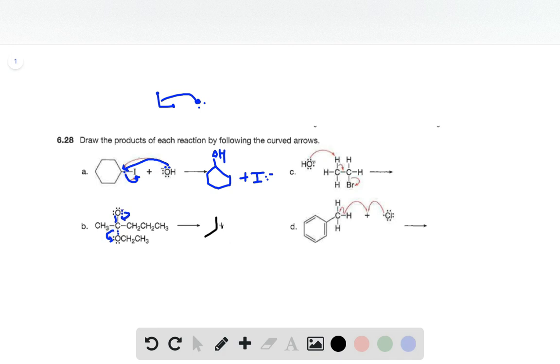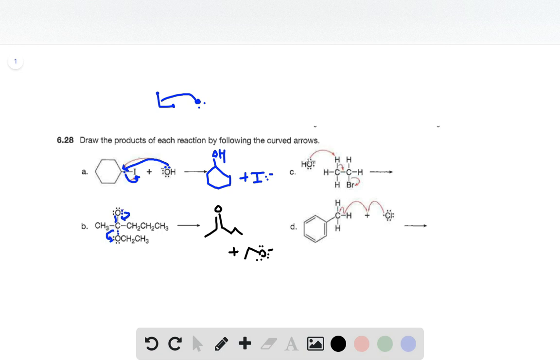So the products we get, plus our ethoxide that now has gained an extra lone pair of electrons.